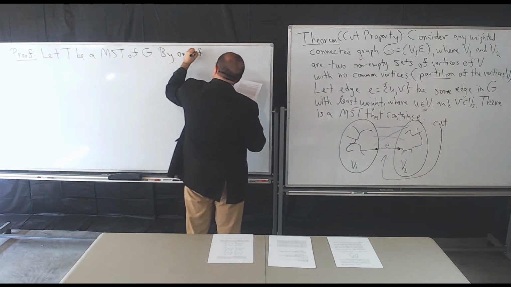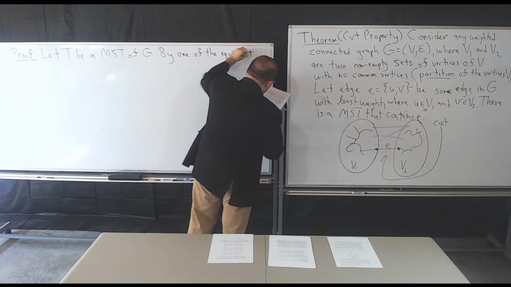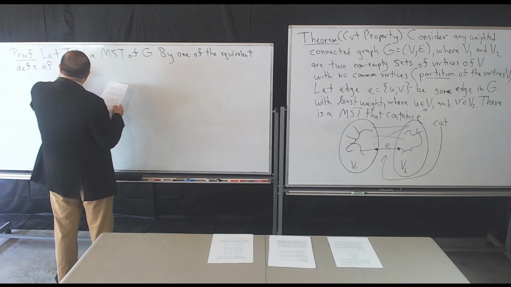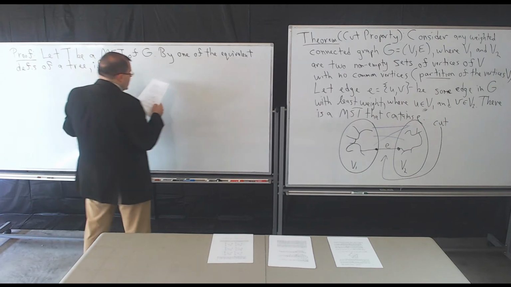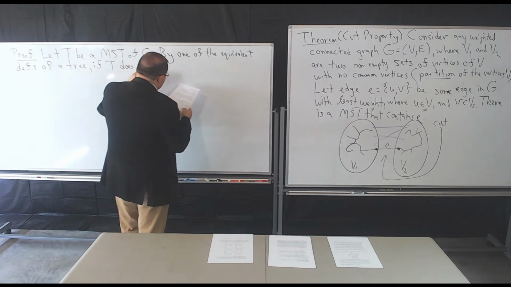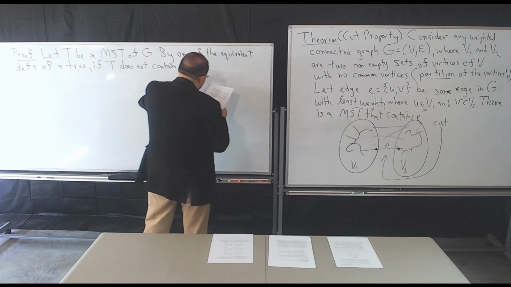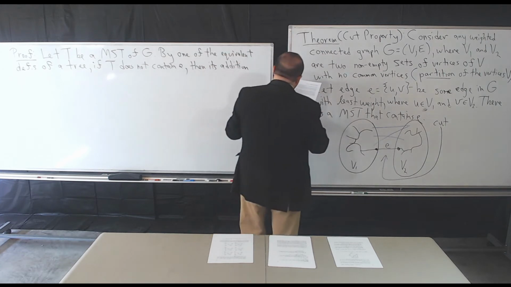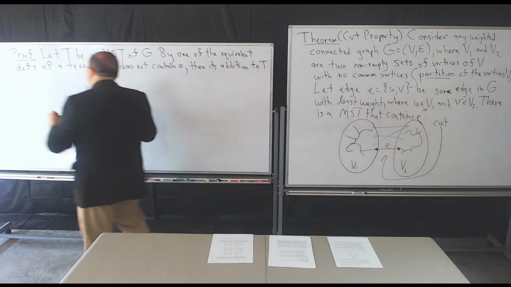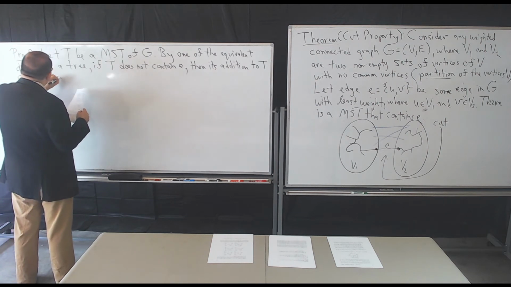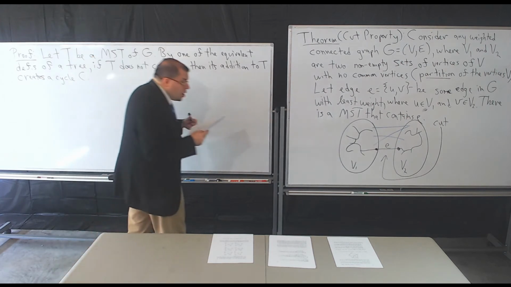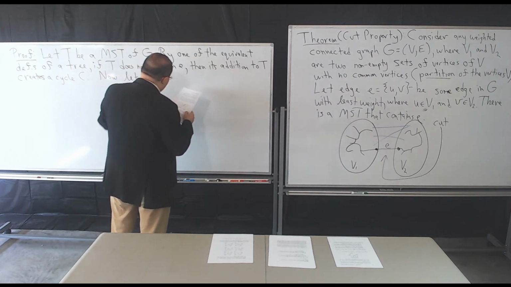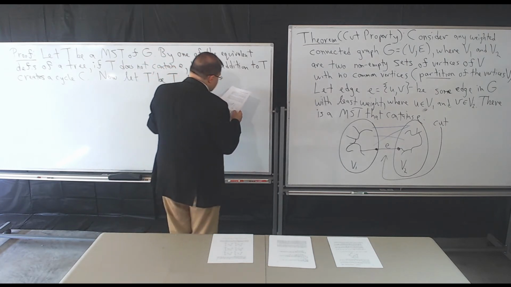So I say by one of the equivalent definitions of a tree, if T does not contain E, then its addition to T creates a cycle, and I'm going to call it C. So what I'm going to do is I'm going to call T prime this resulting graph, okay? So now let T prime be T plus edge E.